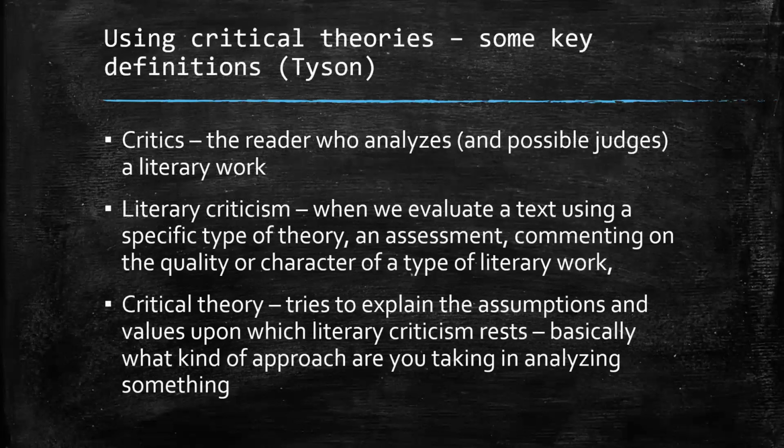So what are these words we're using when we talk about critical theory? Here are some key definitions from Tyson. A critic is the reader who analyzes and possibly judges a literary work. Literary criticism is when we evaluate a text using a specific type of theory, when we offer an assessment, or when we comment on the quality or character of a type of literary work.